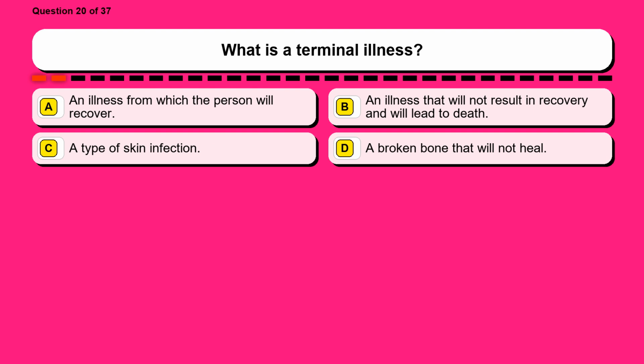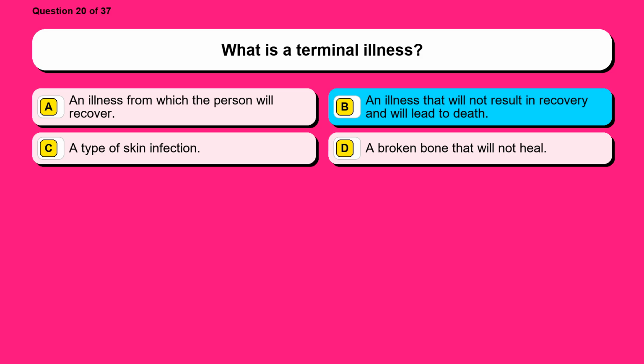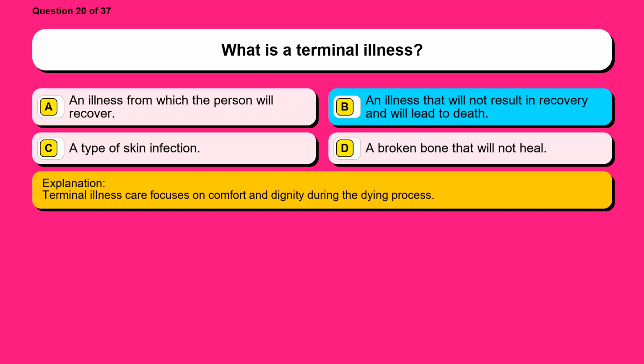Question 20. What is a terminal illness? Option A. An illness from which the person will recover. Option B. An illness that will not result in recovery and will lead to death. Option C. A type of skin infection. Option D. A broken bone that will not heal. The correct answer is option B. An illness that will not result in recovery and will lead to death. Terminal illness care focuses on comfort and dignity during the dying process.